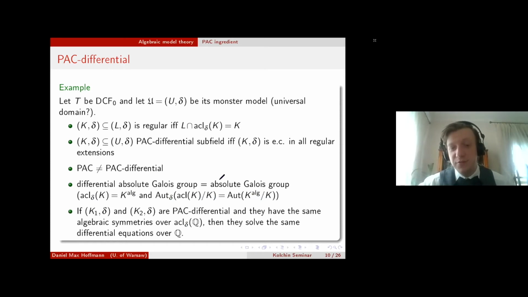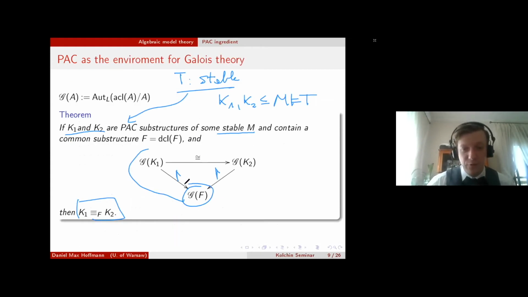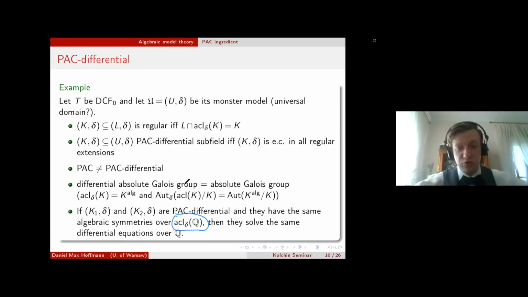So if you use this diagram, this theorem will tell you the last thing. If you have two PAC differential subfields of your monster model and they have the same algebraic symmetries, so they have the same pure field automorphisms, say over the differential algebraic closure of Q, which plays the role of F here, the bottom part, then after taking the restriction to the absolute Galois group of this Q, they solve the same differential equations over Q. So they have the same first order theory, and if in one of these PAC differential fields you can solve an equation and you have isomorphic absolute Galois groups, then you can solve the same equation in the other field.